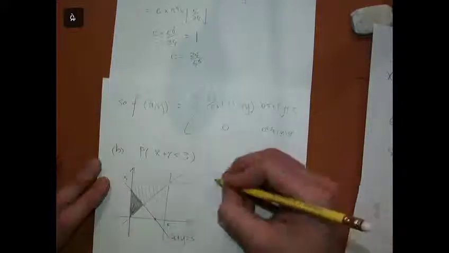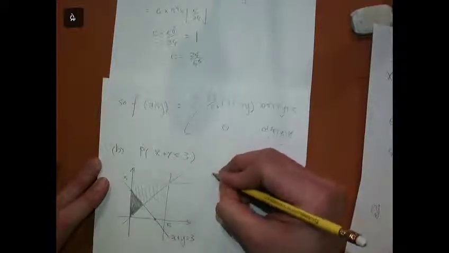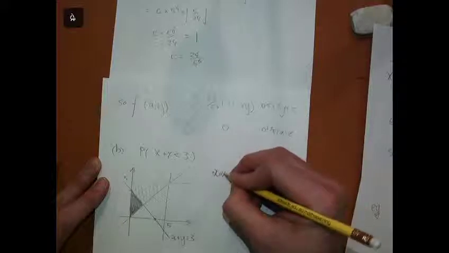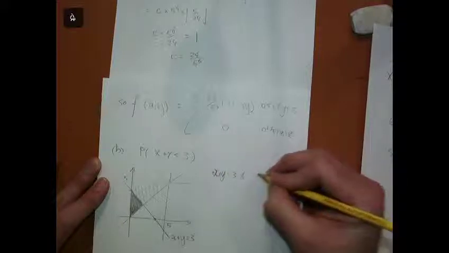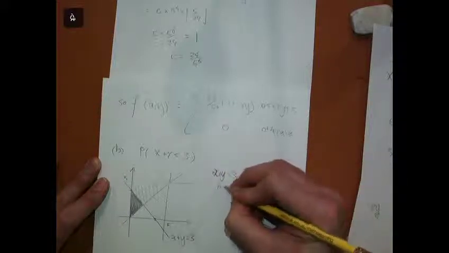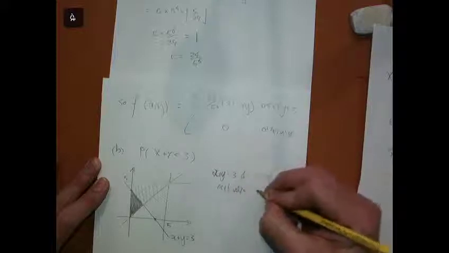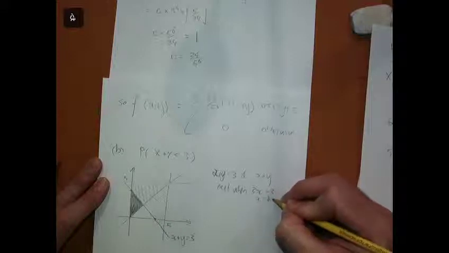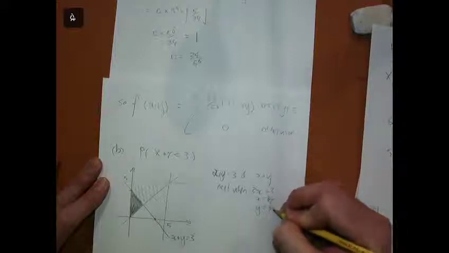Alright, so let's see, where would this meet? If x plus y is equal to 3 and x equals y, we'll get 2x equals 3. So x plus y equals 3 and x equals y meet when 2x equals 3, so x is 3 on 2, and y will also be 3 on 2.